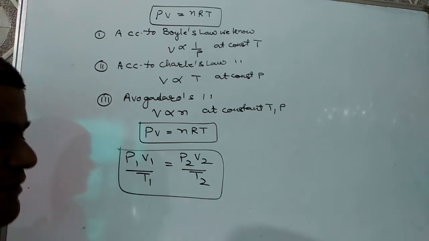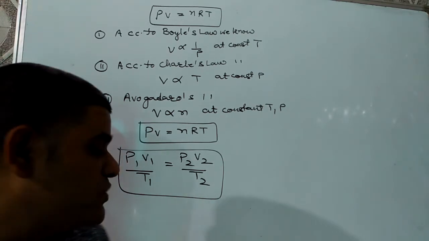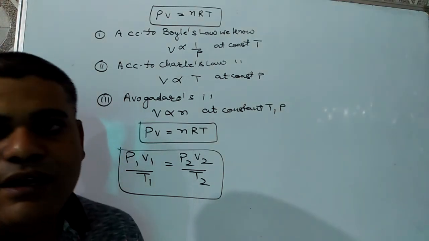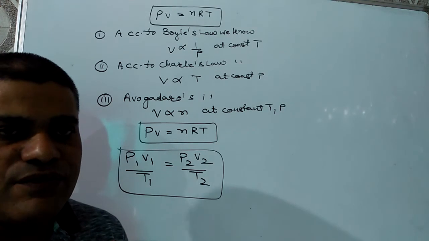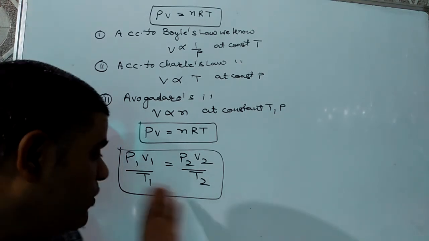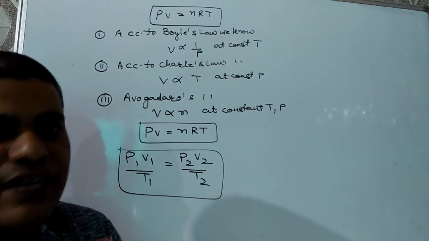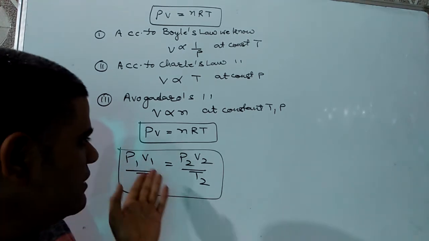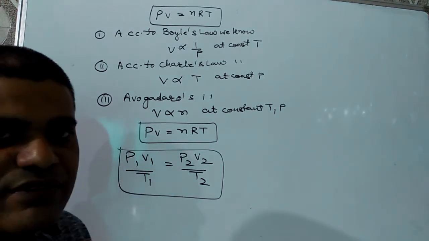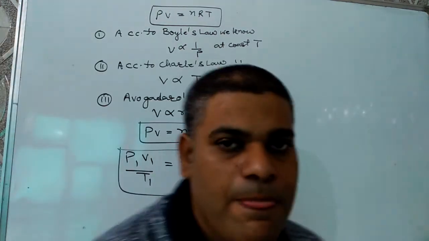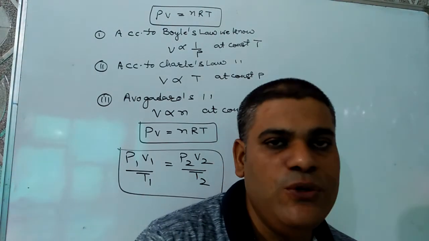P1V1 over T1 is equal to P2V2 over T2. Here P1, P2 are the pressures, V1, V2 are the volumes, and T1, T2 are the temperatures in Kelvin. Now we have already discussed the significance of R and its unit and values.